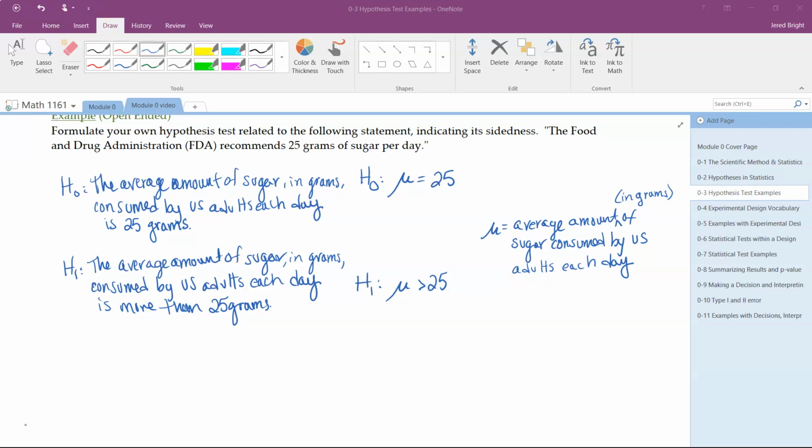This is my hypothesis test, and maybe you made one that is similar, or maybe something different. That is okay. The main thing is to double check that it's roughly in the same form. You might have less than, you might have not equal, and that is fine.